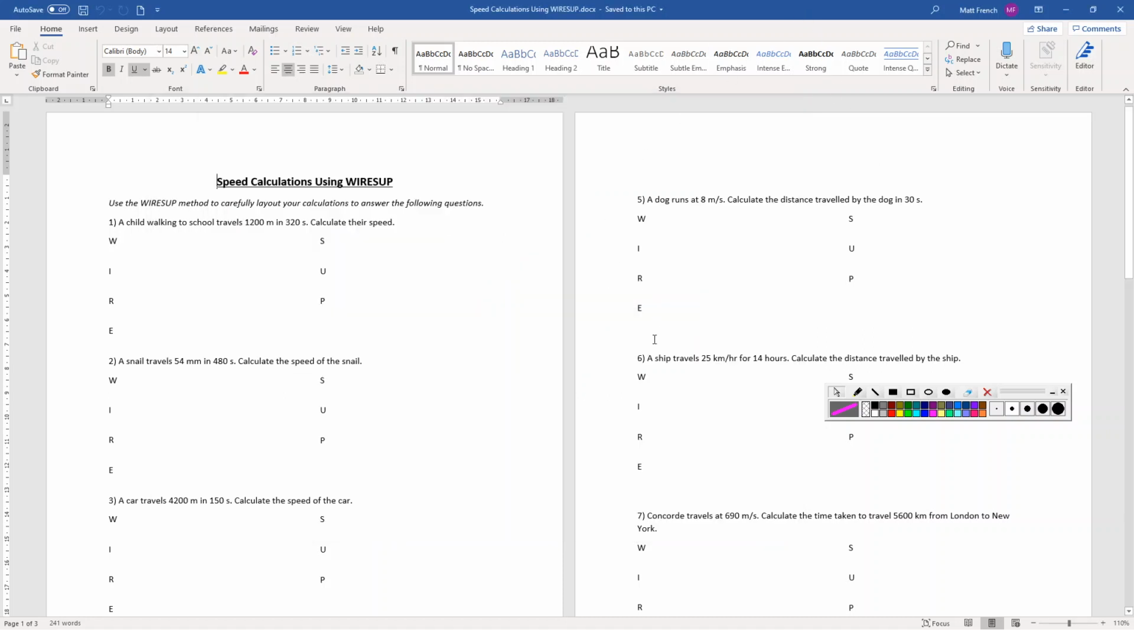So we're going to have a look at the answers to these speed calculations using Wildap. It's really, really important you lay out your calculations in this format. So the first thing we're going to write down here, W, means write out the equation. We're being asked to calculate the speed, so the equation we're going to write is speed is equal to distance over time.